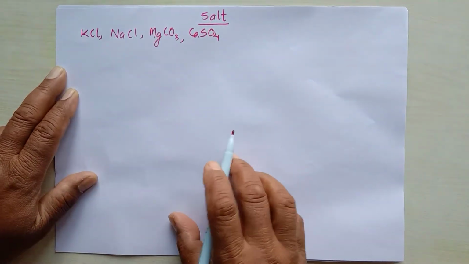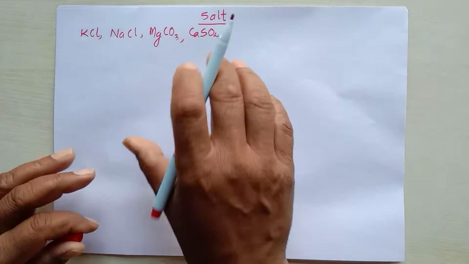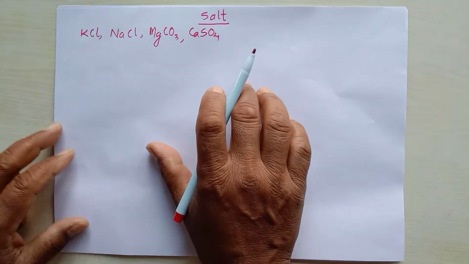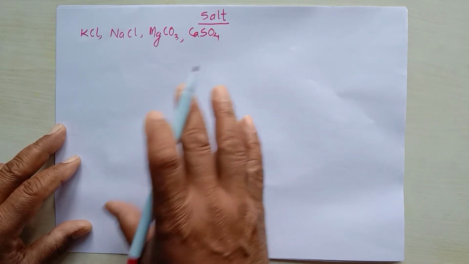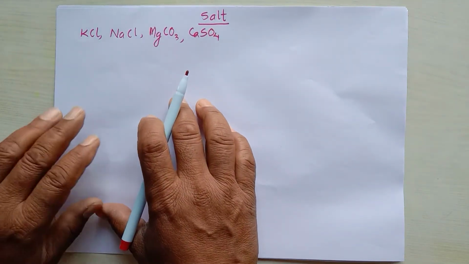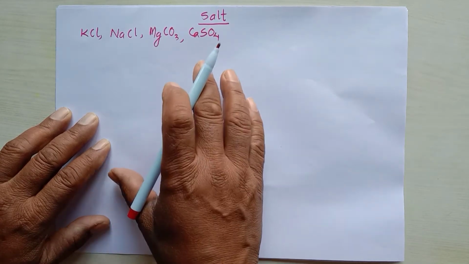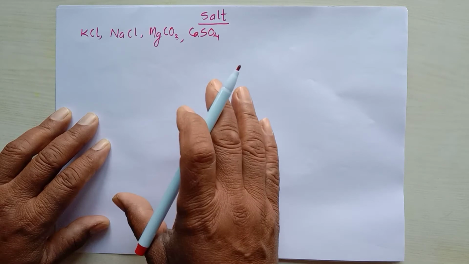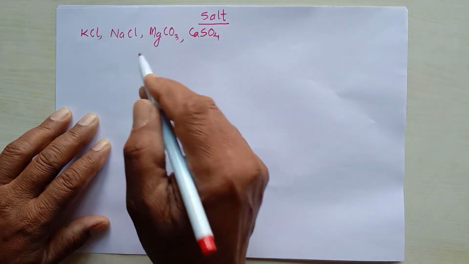But this is not the definition of salt. How can we define salt? Salt can be defined in different ways, but one of the popular, very common methods of definition of salt is this way. Salt is a compound which forms by the partial or complete replacement of hydrogen contained in an acid by a metal or basic radical. Okay, I want to talk about this in a little detail.